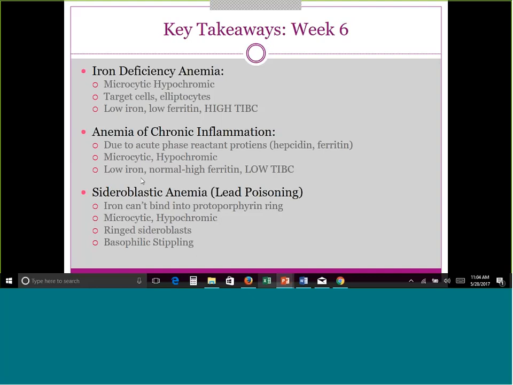There's no iron for it to bind with. It's missing iron, so it's got a lot of room, a lot of capacity to bind. So that's a key result. I capitalize those letters for a reason, high TIBC.